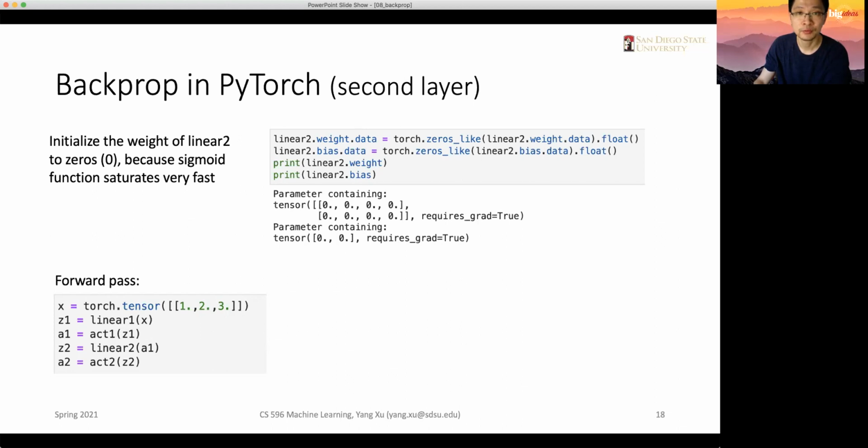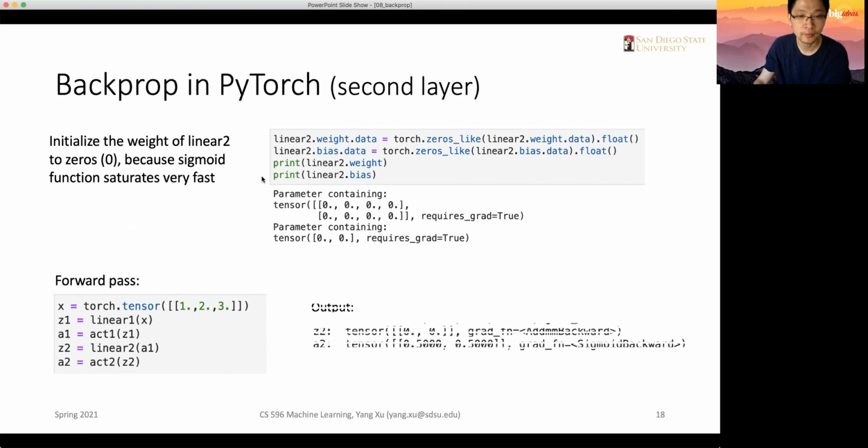So we run the complete forward pass, which means we compute z1 and a1, right? And we let a1 be the input for linear 2, and Z2 be the input of activation 2.